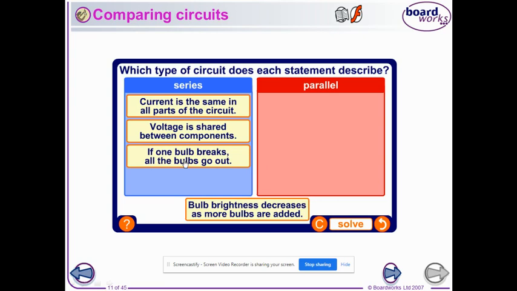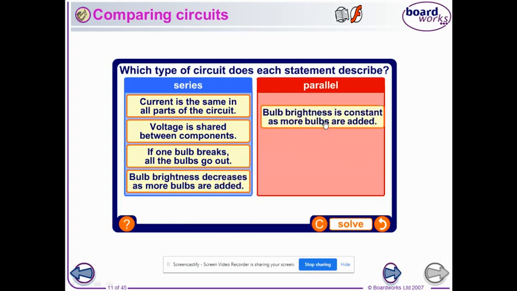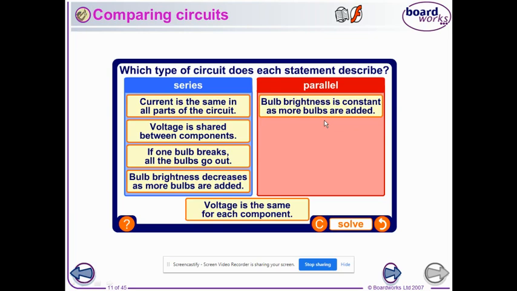And bulb brightness decreases as more bulbs are added. Remember, in a series circuit, the voltage has to be shared between the components. So if you've got two bulbs in series with each other, the voltage has to be shared between them. So that's also going to be series. Bulb brightness is constant as more bulbs are added. Well, in a parallel circuit, as you add in extra paths for it to take, the energy stays the same.